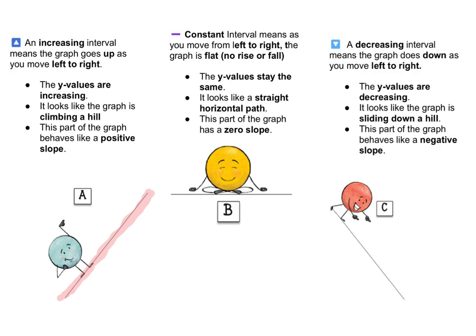Constant interval means you move from left to right and the graph is flat. There is no rise or fall. It's just a flat horizontal line, no up or down motion. This would have a zero slope.